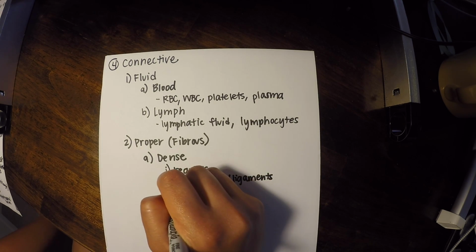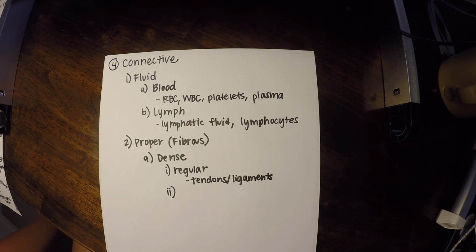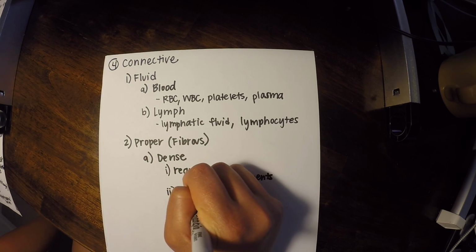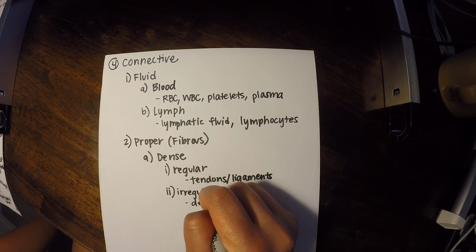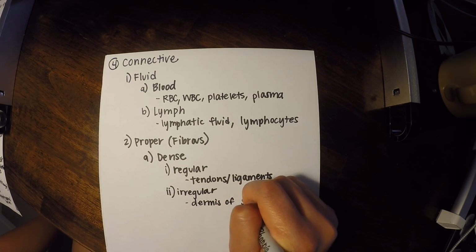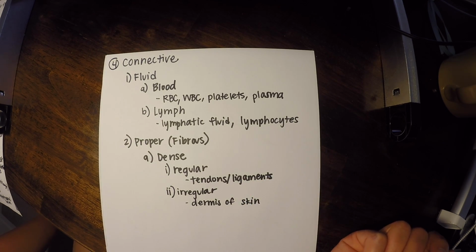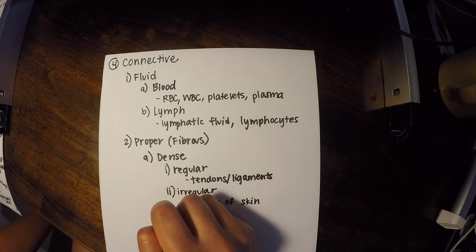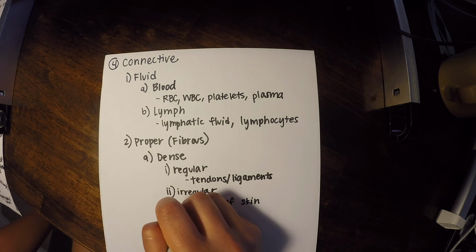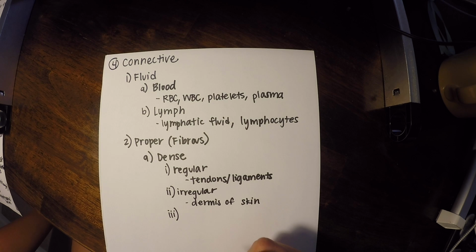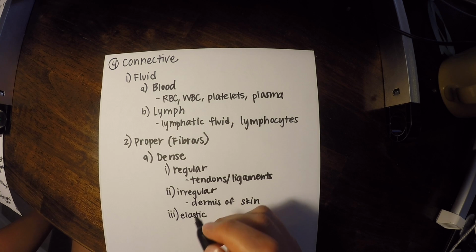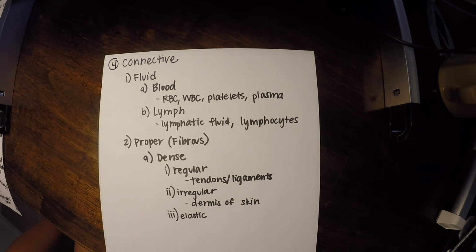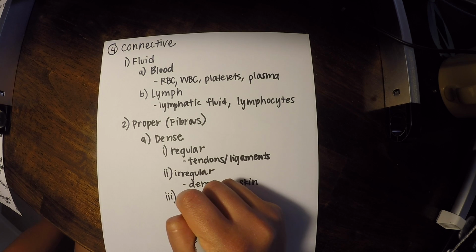The second type of dense proper connective tissue is irregular. An example of that is the dermis, which is one of the layers of the skin, which we're actually going to learn about in our next video. And the last type of dense proper connective tissue is elastic. An example of the elastic tissue is arteries.